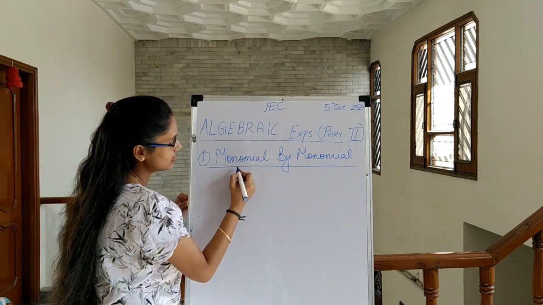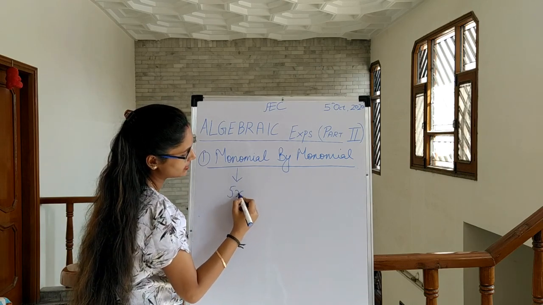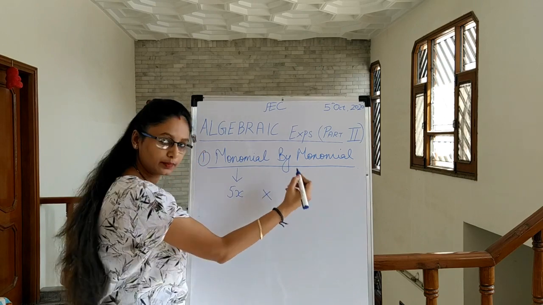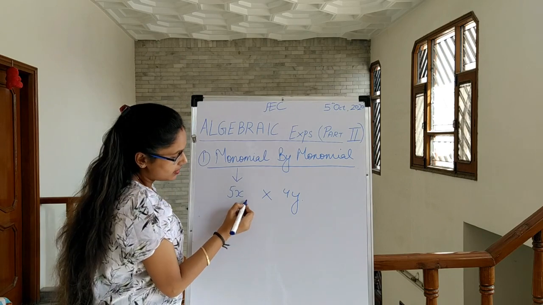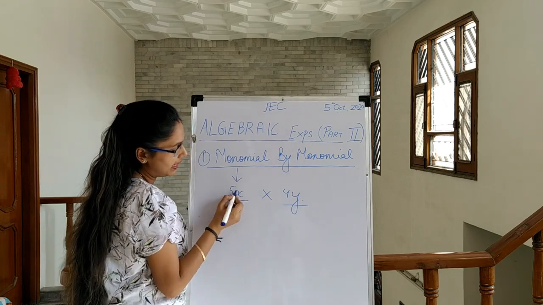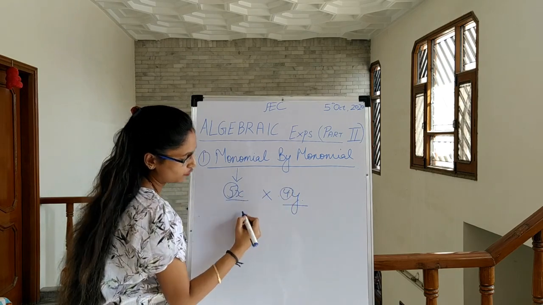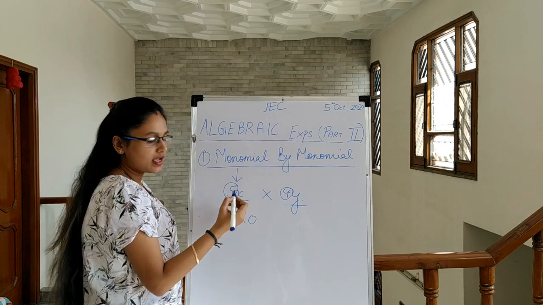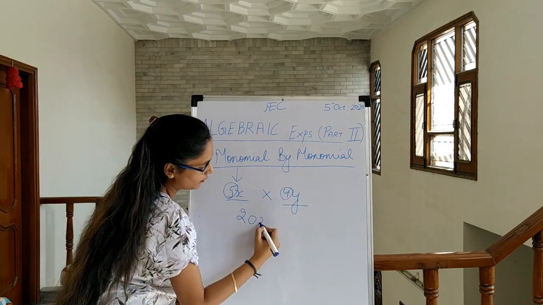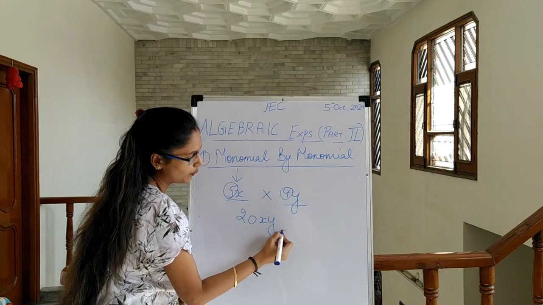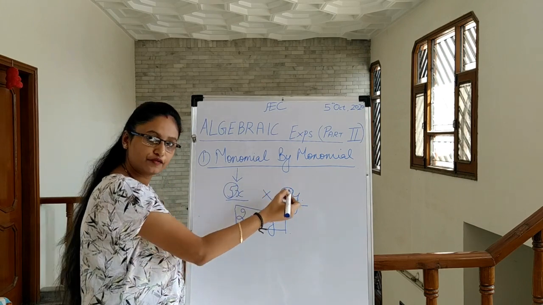If I write one monomial, suppose 5x, and multiply it by another monomial, say 4y, how do I do that? First, I will multiply the numbers. Here it is 5 and here it is 4. So 5 multiplied by 4 is 20. Next, the variables used. Here x and y both are used, so I will write x and y both. This is your answer for 5x multiplied by 4y.